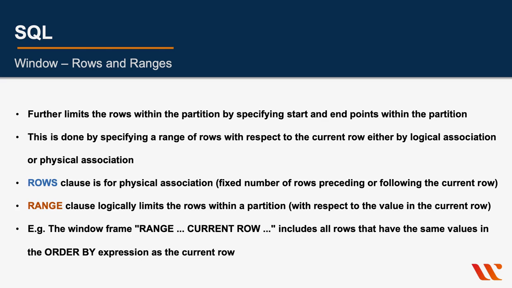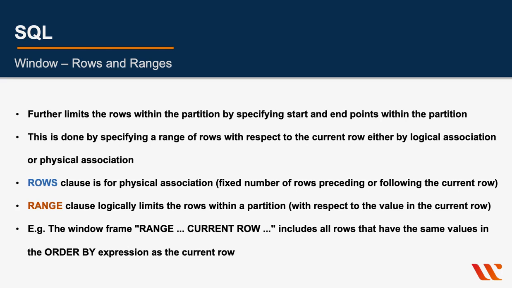And the range clause logically limits the rows within a partition by specifying a range of values with respect to the value in the current row. Preceding and following rows are defined based on the ordering in the order by clause. The window frame range current row includes all rows that have the same value in the order by expression as the current row. So for example, rows between 2 preceding and current row means that the window of rows that the current function operates on is 3 rows in size, starting with 2 rows preceding up to and including the current row.